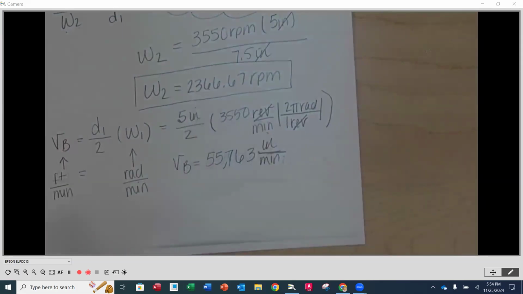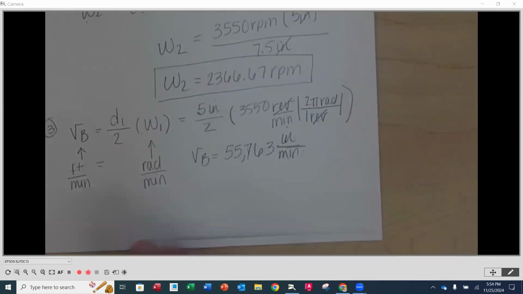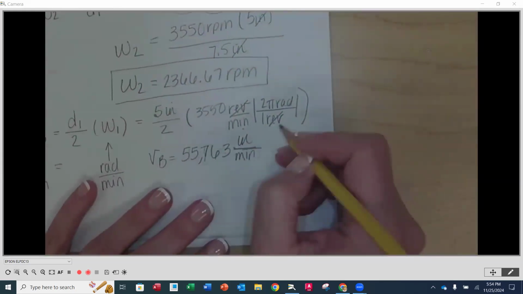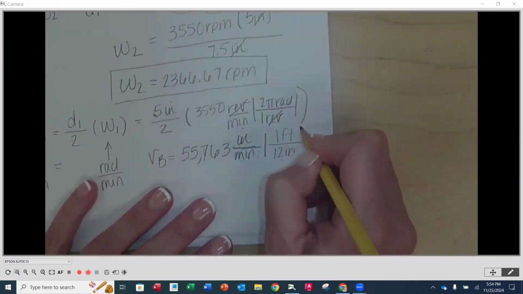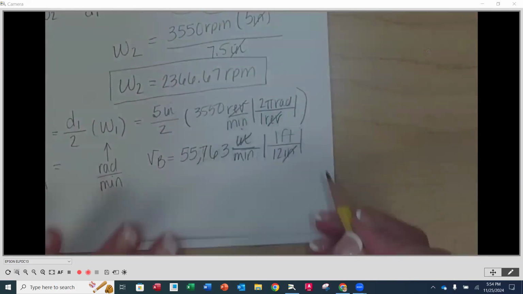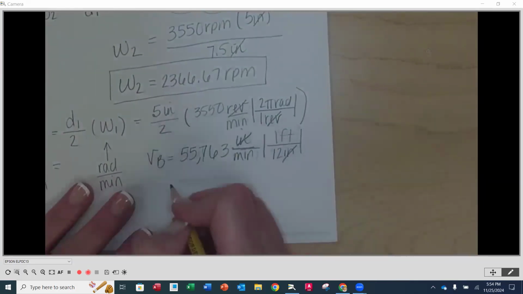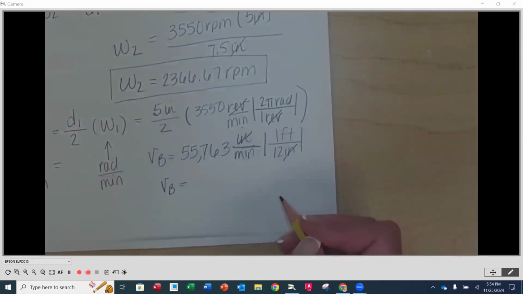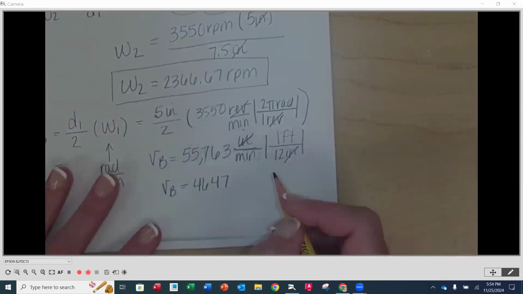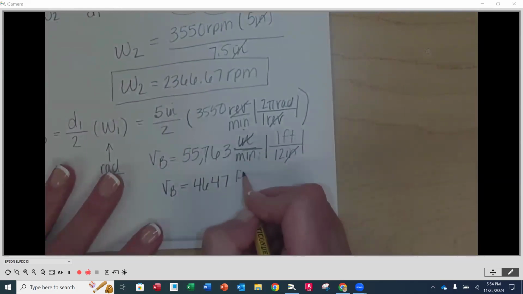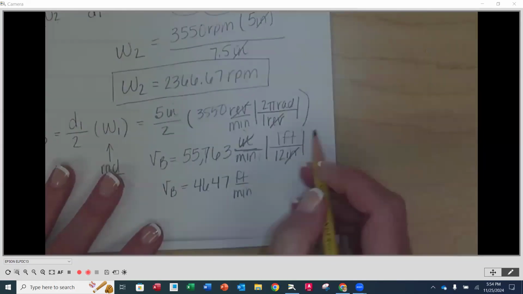And then we want to end up with feet per minute. So now we're going to do a conversion of our inches to feet. We know that there's 12 inches in 1 foot. Inches cancel, so now we're going to divide that by 12. So our final answer for our belt speed is going to be 46.47 feet per minute. Good.